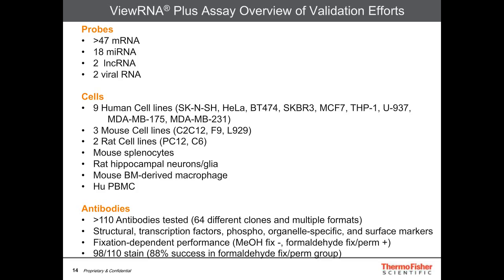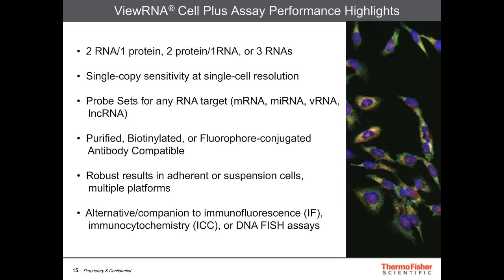Within the antibodies that prefer formaldehyde fixation and permeabilization, we have an 88% success rate in this assay. So overall, the performance highlights of the assay are you can use 2 RNA and 1 protein, or you can look at 2 protein and 1 RNA, or 3 RNAs.